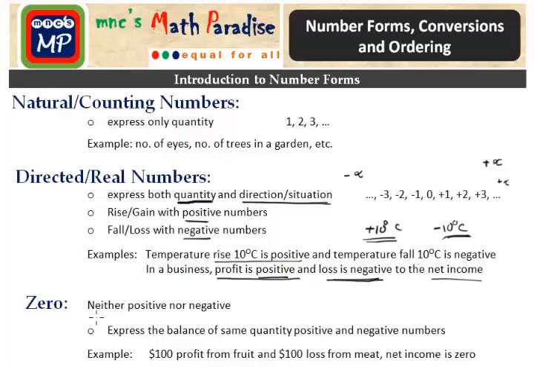Then what is 0? 0 is actually neither positive nor negative. It expresses the balance of the same quantity of positive and negative numbers. So for example, if a business makes $100 profit by selling fruit and loses $100 by selling meat, then this profit is positive $100 and loss will be represented as negative $100, and this business's net income on that day will be 0. So 0 is a balance between the same quantity of positive and negative numbers.